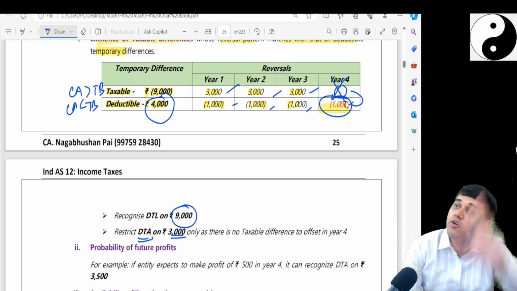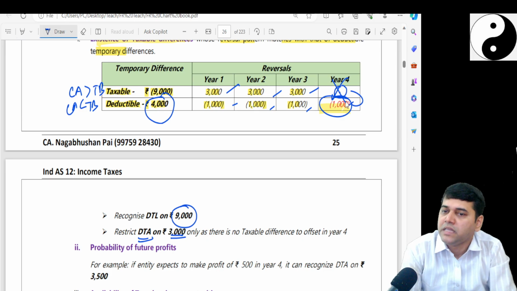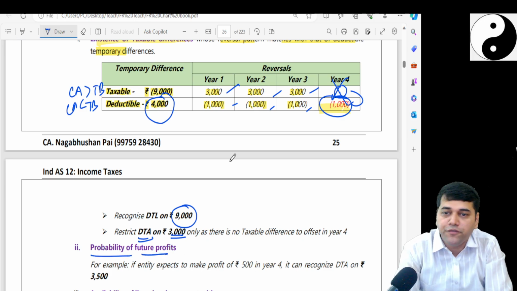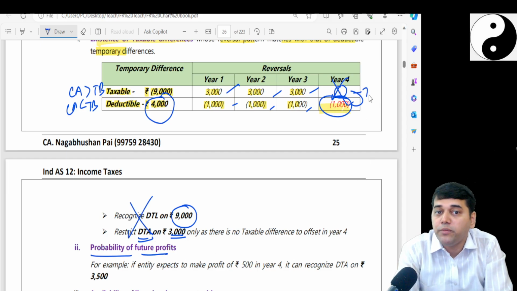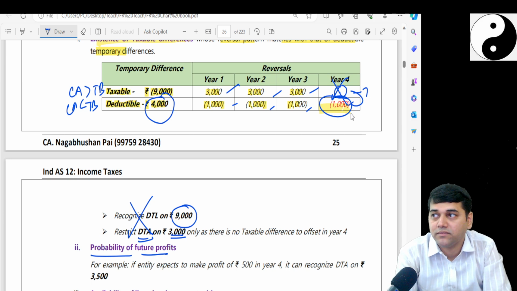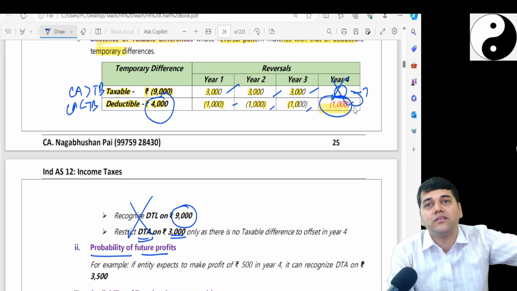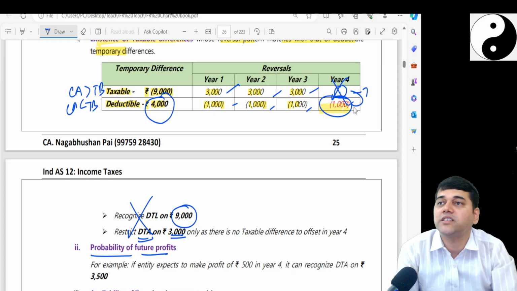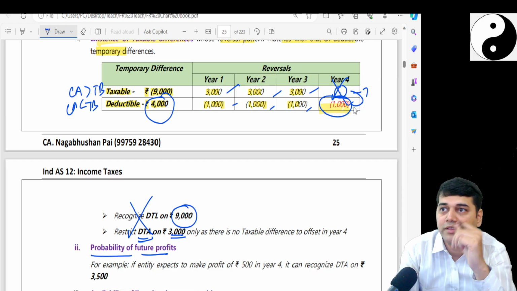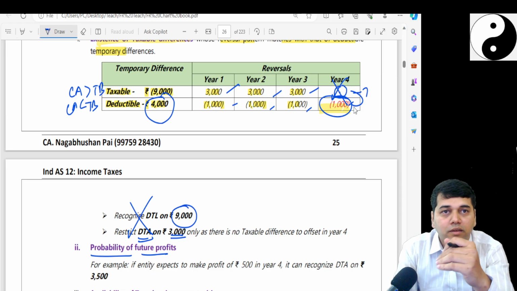Then you say, sir, what about if I make a profit? That's fine. Check the probability of future profit. If you don't have this, do you think that in the 4th year you will make any profits? Then you can claim this deduction. Otherwise, if you make a loss and you have got some deductions, what is the benefit of that? So, for example, you got my point.